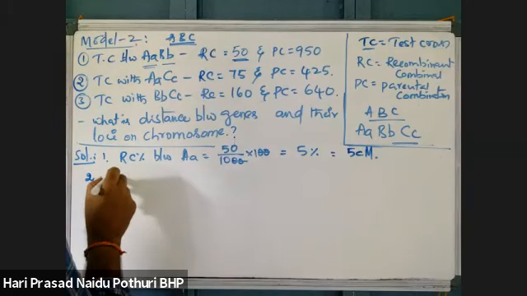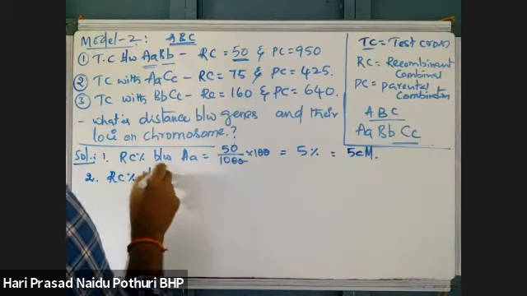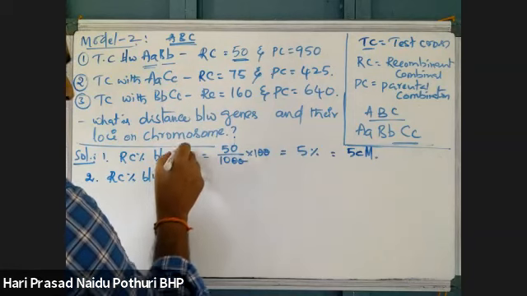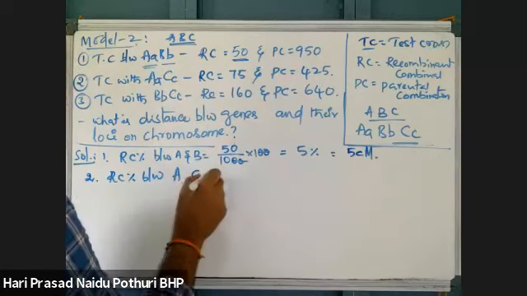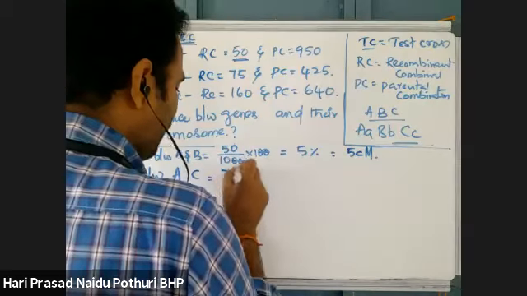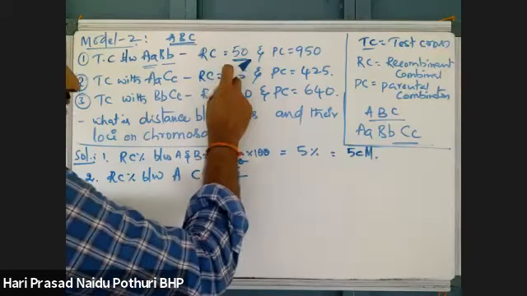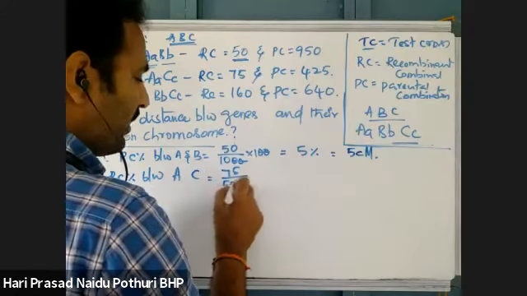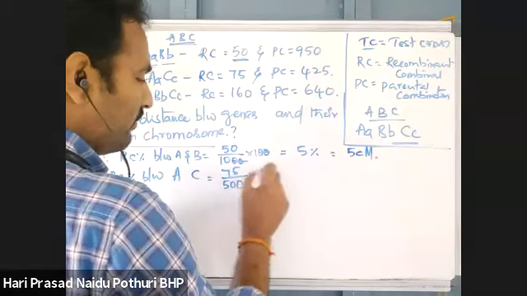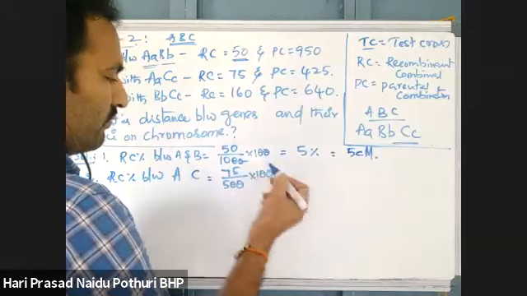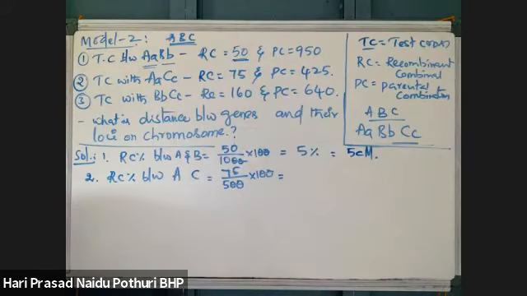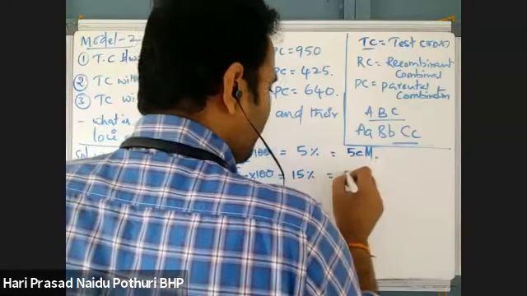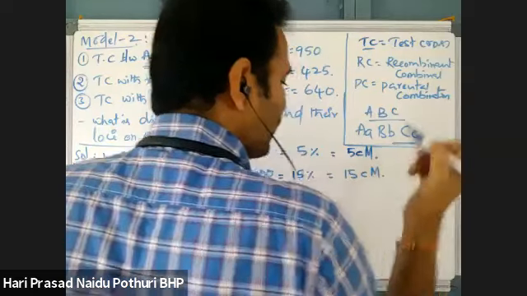Second point, recombination percent between A and C. Sorry, A and B here. What is it? 75 divided by 75 is recombinant, the total offspring means this one, 500, into 100. How much percentage will come? 15%. 15% means there are 15 centimorgans.